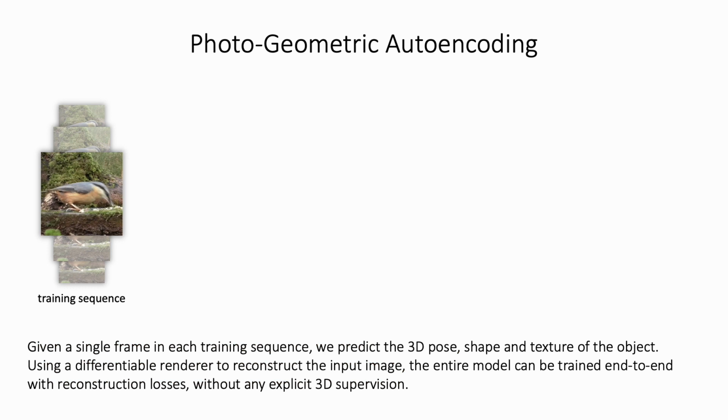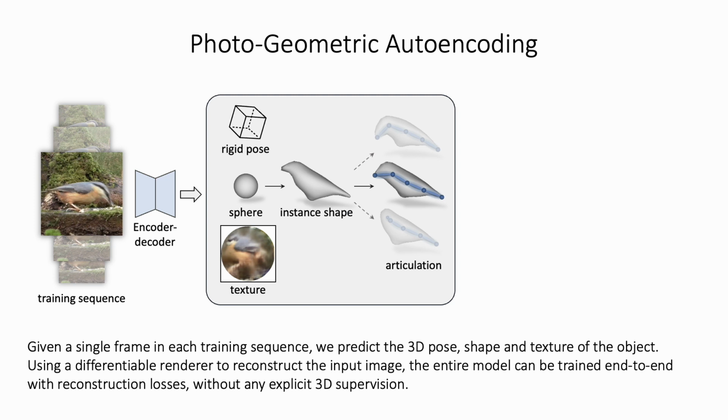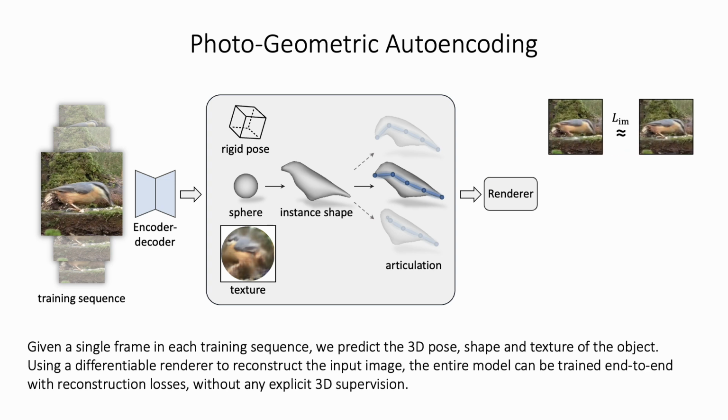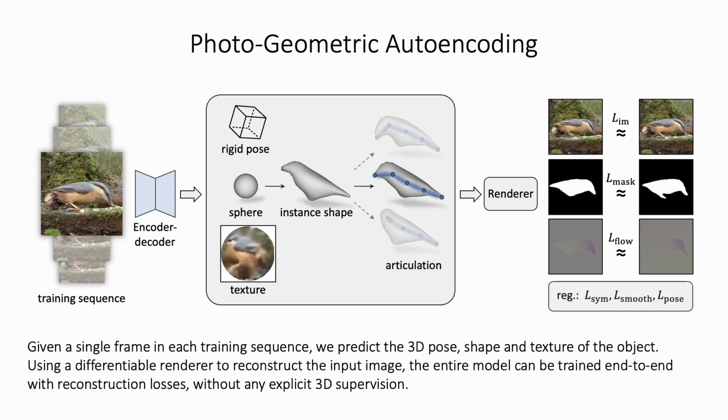To do this, we propose a photogeometric autoencoding framework, where the model learns to decompose an input image into shape, pose, and texture, with the objective of reconstructing the input image through a differentiable renderer. In addition to the image reconstruction loss, we also compare the rendered masks and optical flow to the automatically obtained pseudo-ground truth and minimize their difference.